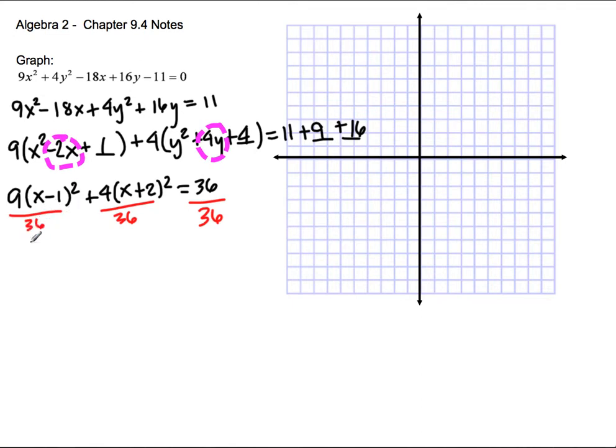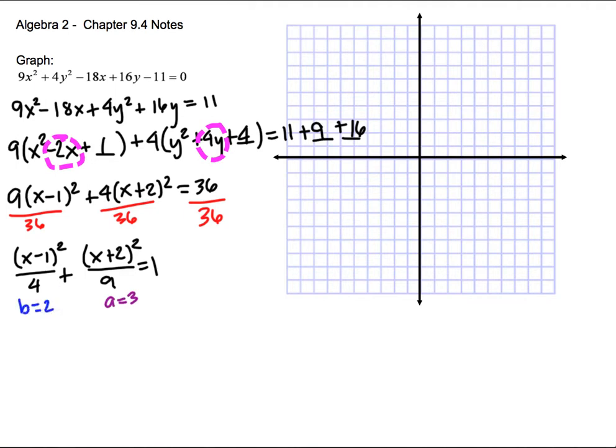So I end up with x minus 1 squared over 4 plus y plus 2 squared over 9 equals 1. And remember that a is the bigger number, so this guy's going to be 3 for a, and b is going to be 2.